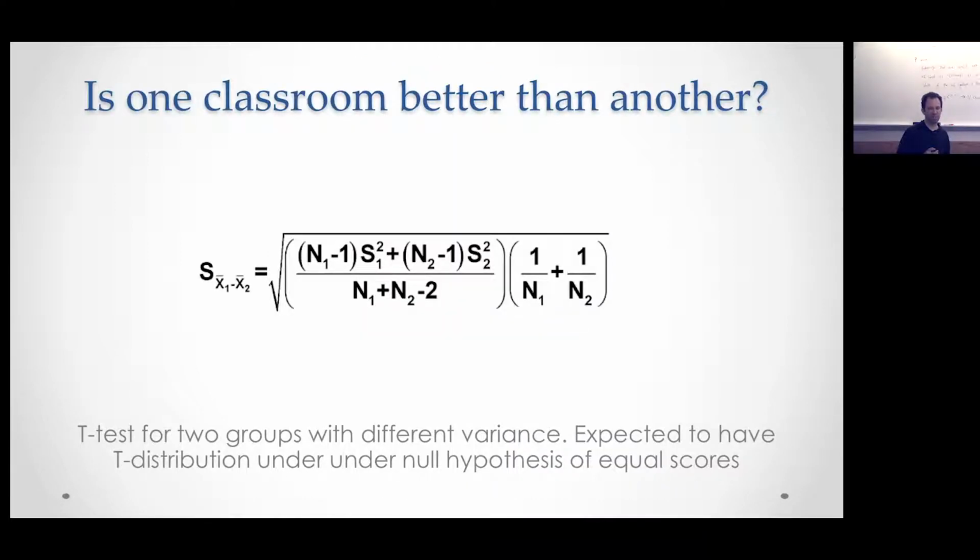So let's talk about this. I introduced the idea of a test statistic. This is a measure of how extreme our result is. So this is a standard formula for the difference in means of two groups with different variances.